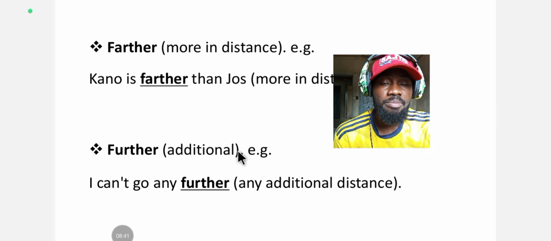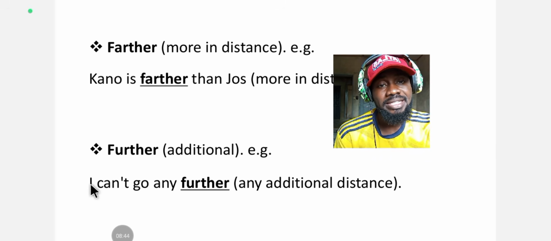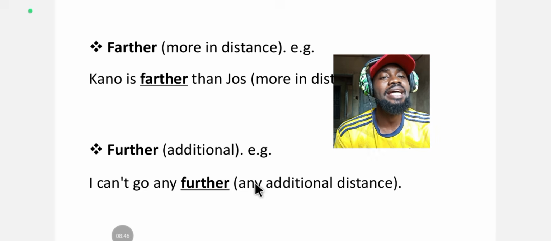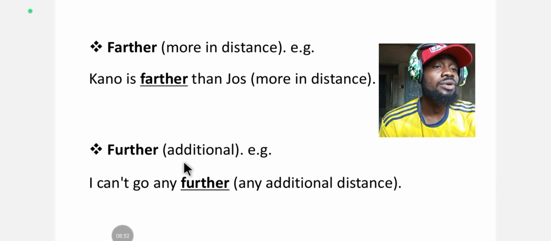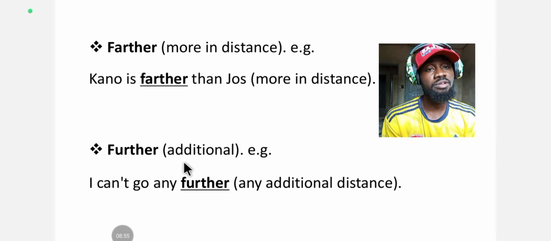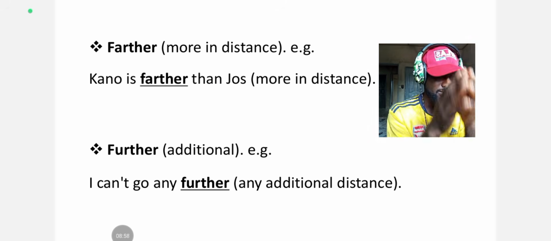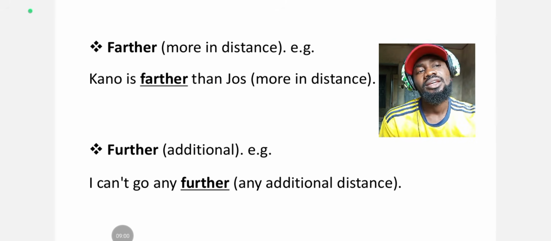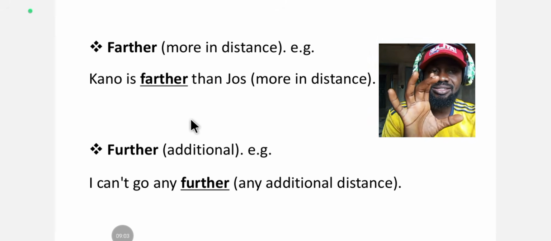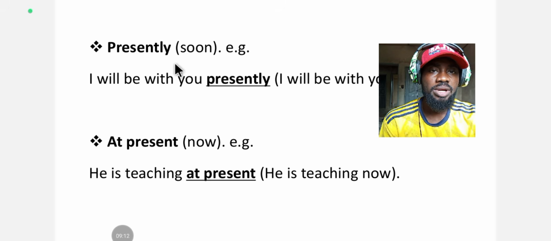Let's look at the example under further. The example we have here is I can't go any further. That's I can't go any additional distance. Further, this FUR is more of a general term, okay, for additional. Anything generally additional. But farther is a specific term used for distance, okay? Use it for distance.